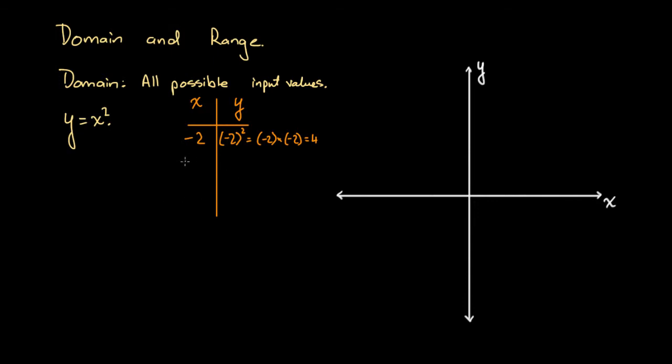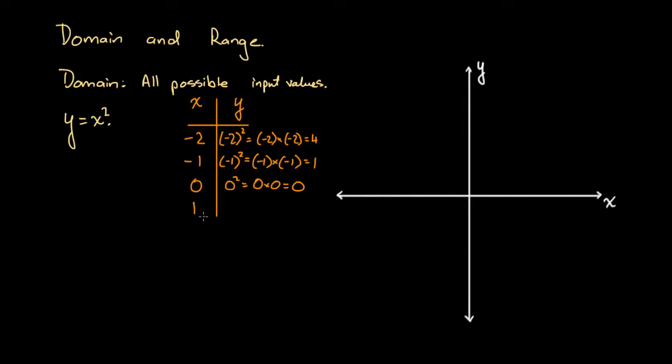What about x equals -1? Well, at x equals -1, y equals -1 squared. In other words, -1 times -1, and this just equals 1. So consequently, we know that -1 is also part of the domain. It is a possible input value. When we input it into this equation, we get a valid y value. What about x equals 0? Well, at x equals 0, y equals 0 squared. This equals 0 times 0, which simply equals 0. So 0 is also in the domain. It is one possible input value.